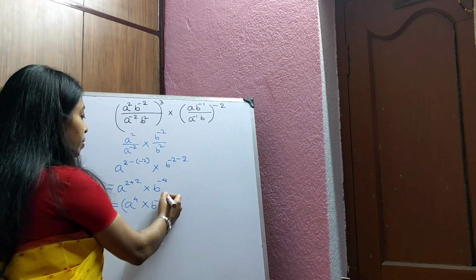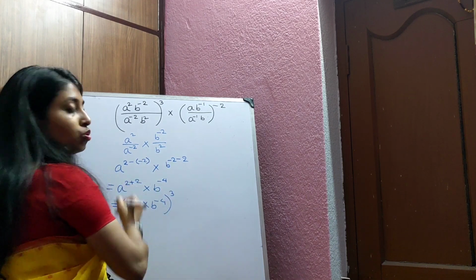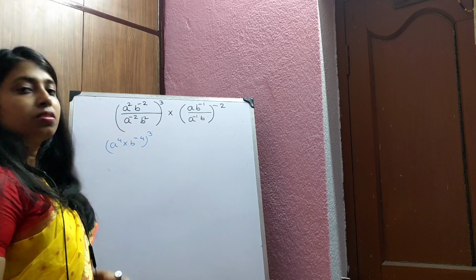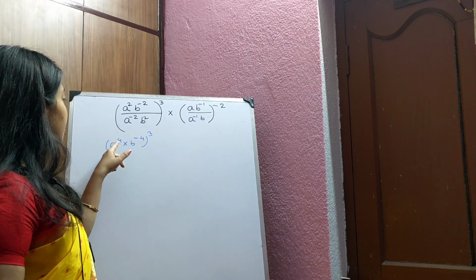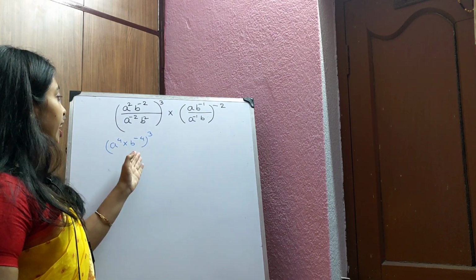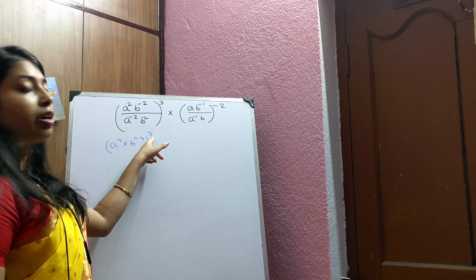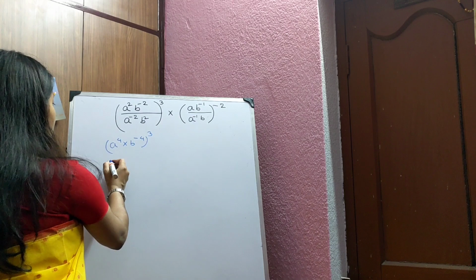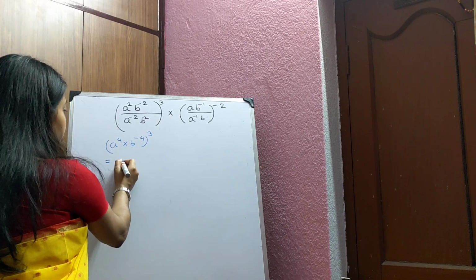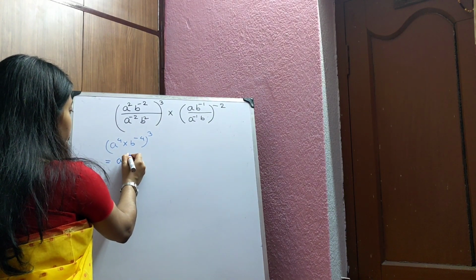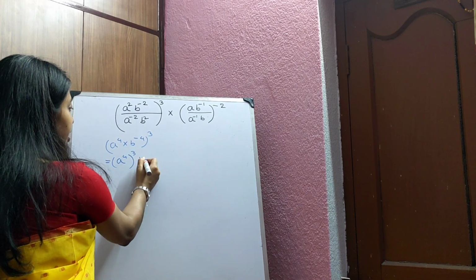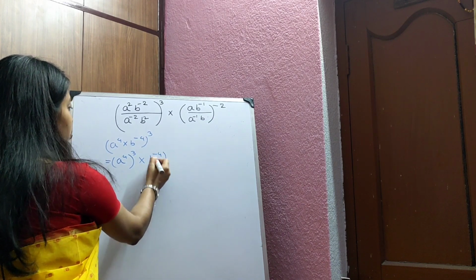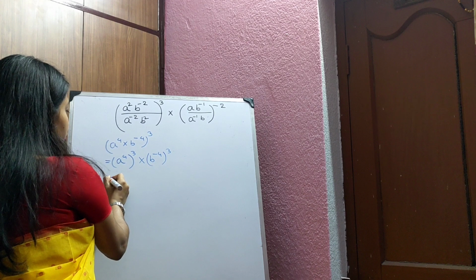Now outside the bracket there is a power of 3. So again by the laws of indices, if we have a power inside and that power is raised to another power outside the bracket, this power gets multiplied with this power. So we can break it first. We can write it as a to the power 4 raised to 3 multiplied by b to the power minus 4 raised to 3. Okay.